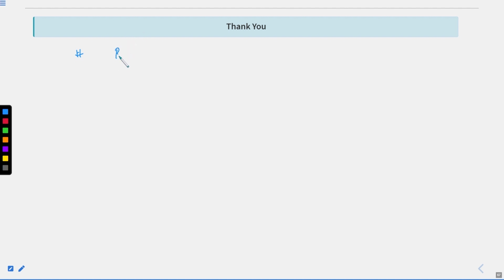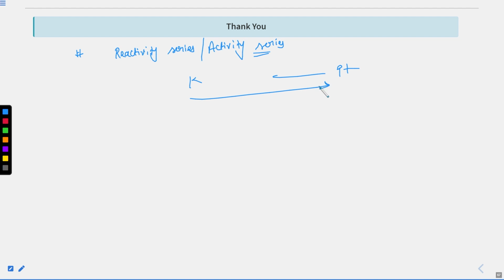In this particular chapter, the reactivity series, which is also named as the activity series, you can learn by some mnemonics, starting from potassium and ending at platinum. In the book the series is written from top to bottom. So if you are moving from potassium to platinum, the reactivity will decrease. It means the metal which is above in the reactivity series is more reactive than the lower one.